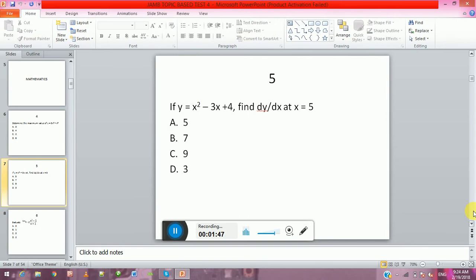If y equal to x squared minus 3x plus 4, find dy/dx at x equal to 5. A. 5. B. 7. C. 9. D. 3. Evaluate the limit as x approaches 2 of the expression x squared minus 1 all over x plus 1. A. 0. B. 1. C. 3. D. 2.